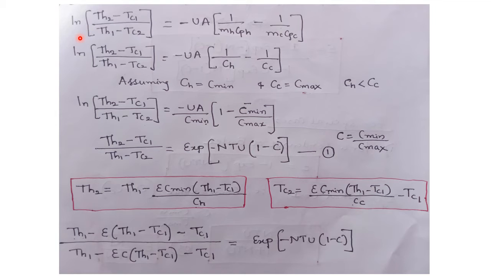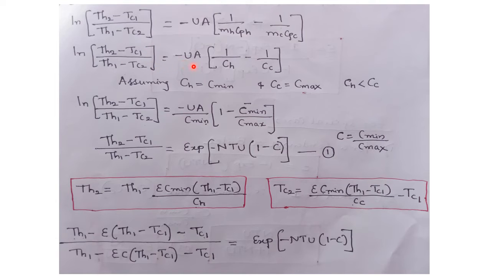While deriving the equation for LMTD for counterflow heat exchanger, we have already derived this equation. So let me start from that equation only. Log of (Th2 minus Tc1) divided by (Th1 minus Tc2) is equal to minus U into A in the bracket, 1 divided by Mh into Cph minus 1 divided by Mc into Cpc. The same equation I have written here.